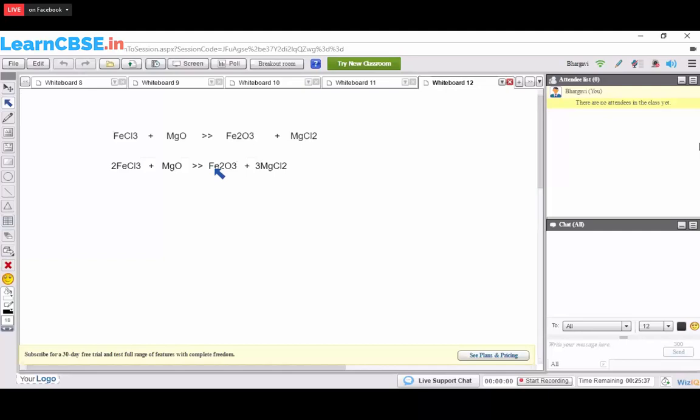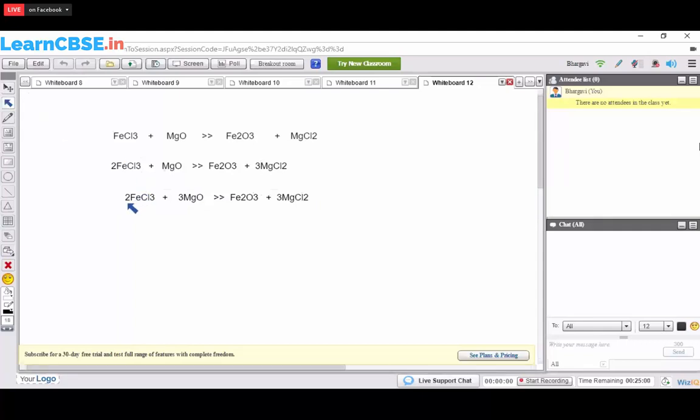Then we have to balance the magnesium and the oxygen. So here it is only 1 magnesium and here it is only 1 oxygen. Here we are having 3 oxygen and 3 magnesium. Okay, so we have to place the 3 in front of the MgO. So 2FeCl3 plus 3MgO, which gives Fe2O3 plus 3MgCl2. Okay, so now we have to check it.